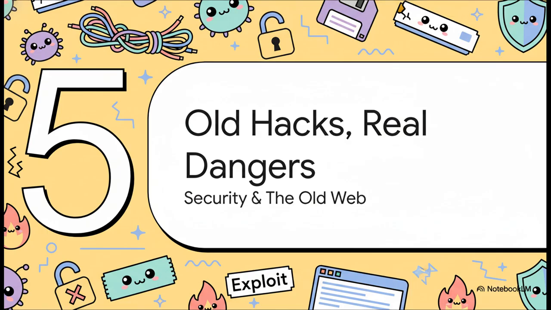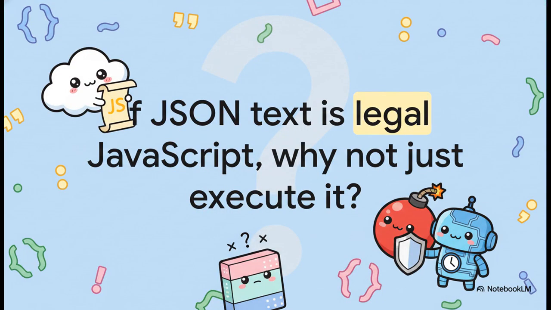But man, it was not always this easy or this safe. Not by a long shot. Back in the early days of the web, before we had all these nice modern tools, developers had to get really creative. And that creativity led to some pretty serious security nightmares. So here's the question that caused all the problems. People looked at a string of JSON text and thought, hey, that looks almost exactly like a JavaScript object literal. Why don't I just tell the JavaScript engine to execute it as code?